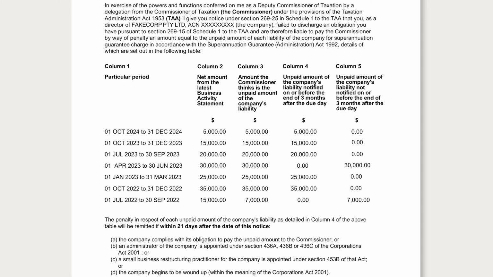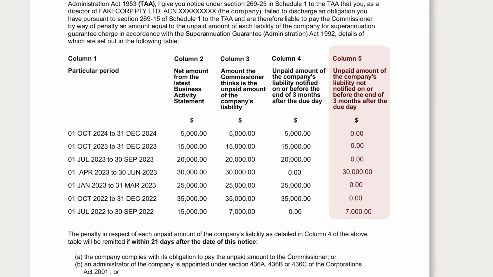Where people get caught out sometimes though is column 5. The amounts in column 5 represent amounts for periods where lodgements occurred, in the case of GST, and it also happens for pay-as-you-go withholding, where amounts are reported 3 months after the due date. If this occurs, amounts in column 5 are what the ATO refers to as locked down.